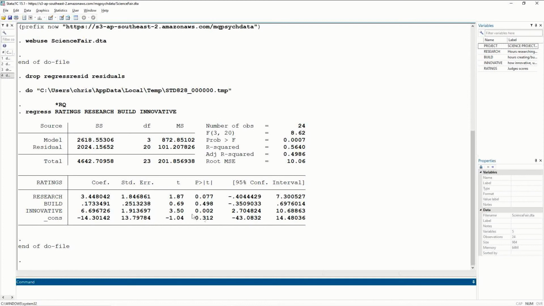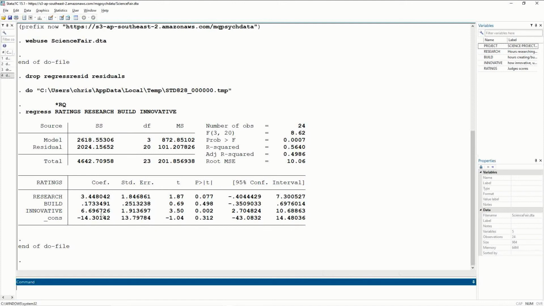So what this is telling me is that controlling for research and building, innovativeness is actually a significant predictor of ratings, but the same can't be said for research and building. So really, it appears that innovativeness is the only unique predictor of ratings. Another way of saying this, I guess, is if I could only put my money into one of these three things, I would put it into innovativeness.